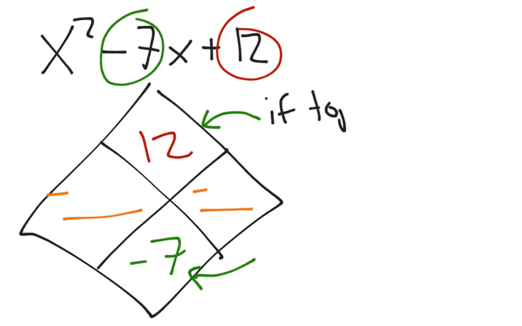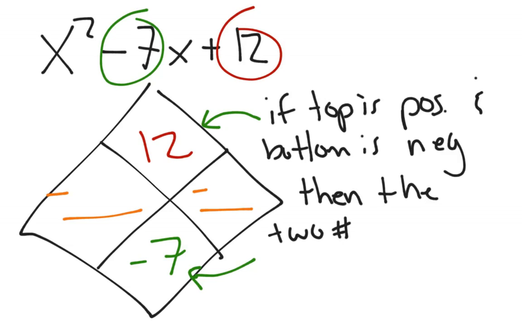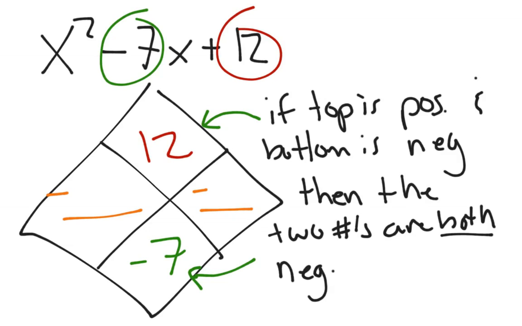So if top is positive, and I'm going to abbreviate that as pos, and bottom is negative, then the two numbers are both negative. And that's because a negative times a negative is equal to a positive, but a negative plus a negative is equal to a negative.